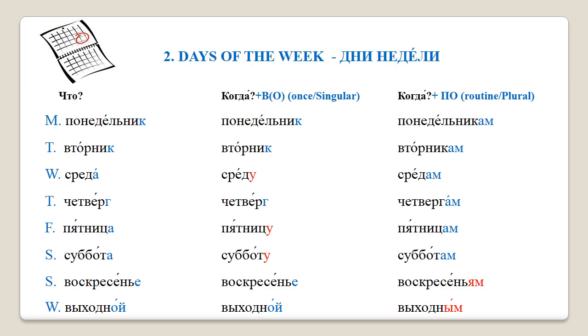On Monday. В понедельник. On Tuesday. Во вторник. Please note here that when we use preposition в with Tuesday, we add о to it for ease of pronunciation. On Wednesday, в среду. On Thursday, в четверг. On Friday, в пятницу. On Saturday, в субботу. On Sunday, в воскресенье. On a day off, в выходной.